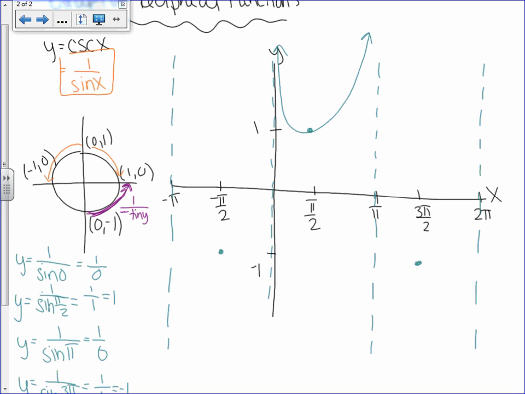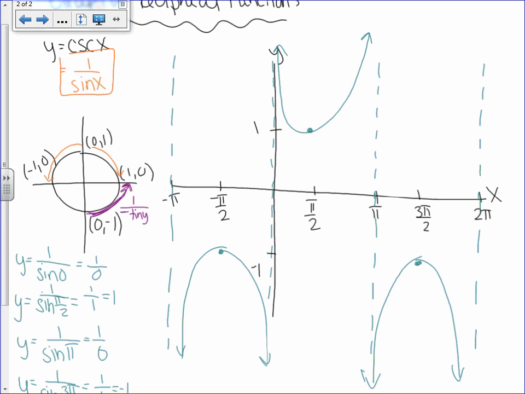Okay, it's negative because I'm in quadrant 4, but I'm still getting super, super small as I go from 3 pi over 2 to 2 pi. So I'm shooting to infinity, but because I have that negative, I'm actually shooting to negative infinity. So this is going to shoot down like this. And the same thing is going to happen over here, and then the same thing is going to happen over here.